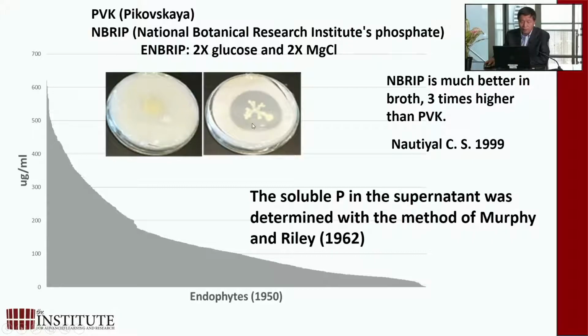Here's the solid medium, showing bacteria grew and then solubilized insoluble phosphate. We use calcium phosphate in the medium. After bacteria grew, you can clearly see the halo. This is a bacteria with no solubilization ability. Also, NBRIP is much better in broth, meaning in liquid culture. It's about 3 times higher than PVK. We detect soluble phosphate in the medium using the Murphy and Riley 1962 method for quantification. After that, we got some really high solubilization bacteria.